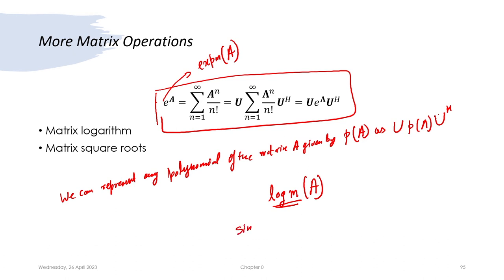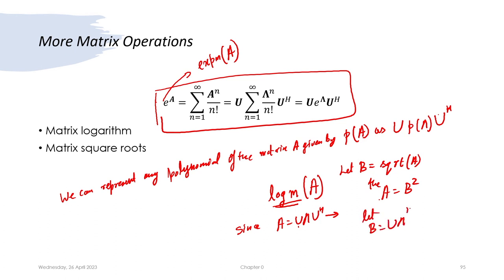And there is also the idea of the matrix square root. Since A equals U lambda U Hermitian, the square root of A should be such that, say, let B equal the square root of A, then A equals B square. So, let B equal U lambda to the power half U Hermitian, then B square equals U lambda half lambda half U Hermitian, which equals A. So, I can define the square root of A, or for that matter any arbitrary power of a matrix, using this result. This result is useful in calculating a lot of arbitrary functions of A.